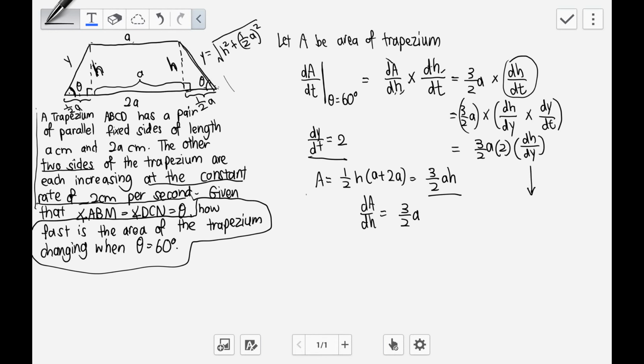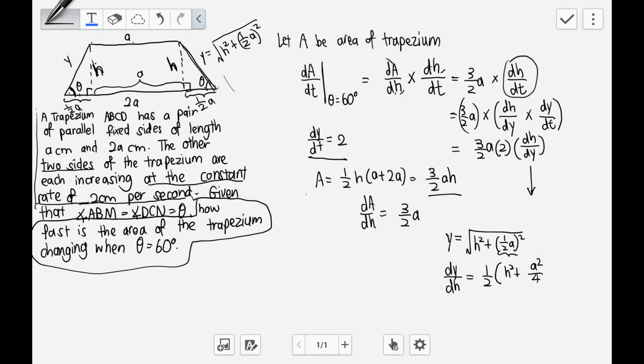So we must find an equation that connects h and y, isn't it? So let's see what we can do. What is the equation that connects h and y? We know that y equals the square root of h squared plus half a squared. Instead of finding dh dy, we find dy dh first. Then later we'll invert it to get dh dy. When we differentiate with respect to h, this will be half times h squared plus a squared over 4.